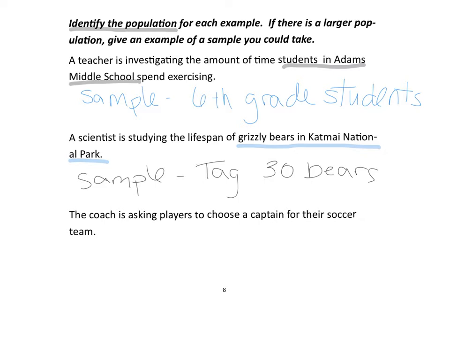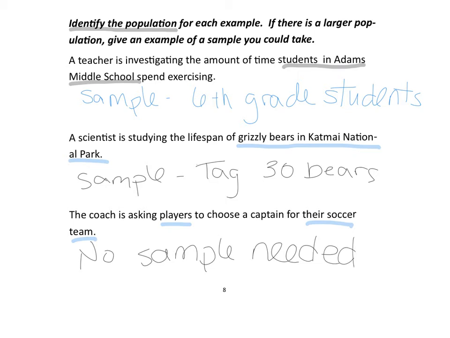For the third one, the coach is asking players to choose a captain for their soccer team. Our population would be players on the soccer team. Now, we do not need a sample because it's possible to talk to a whole team of players and get an idea of what the group thinks and how the group feels. We don't need to slim it down to just a few people because our population isn't very large in this case, especially when you compare it to the first two.